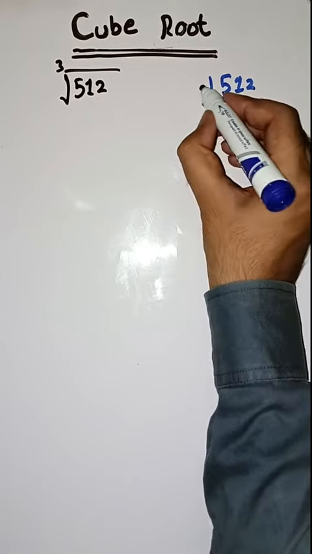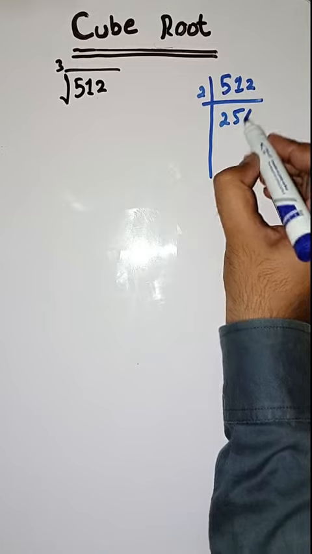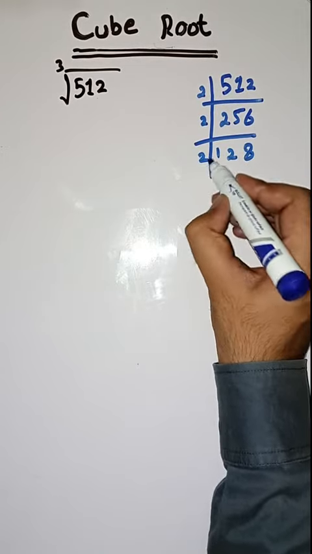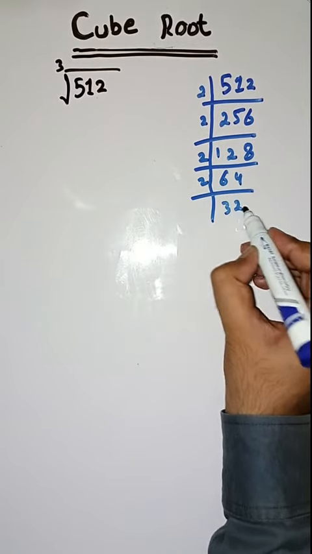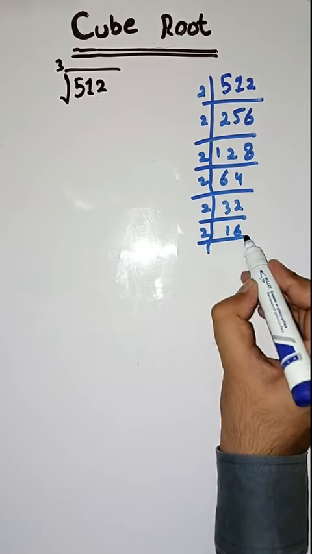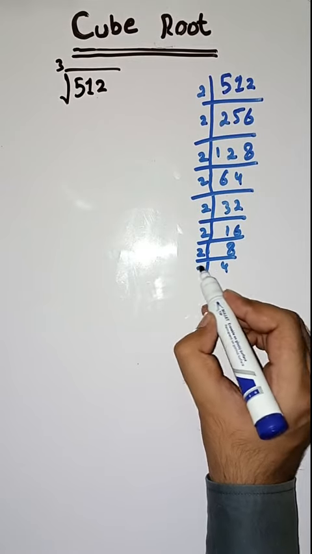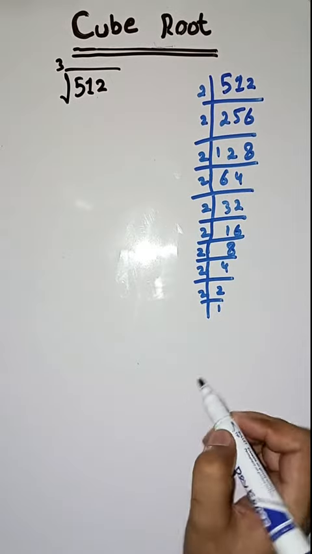So let's start. Start with 2: 2 twos are 4, 2 fives are 10, 2 sixes are 12. Again with 2: 2 ones are 2, 2 twos are 4, 2 eights are 16. Again with 2: 2 sixes are 12, 2 fours are 8. Again with 2: 2 threes are 6, 2 twos are 4. Again with 2: 2 ones are 2, 2 sixes are 12. Again with 2: 2 eights are 16. And again with 2: 2 fours are 8. Again with 2: 2 twos are 4. Again with 2: 2 ones are 2.